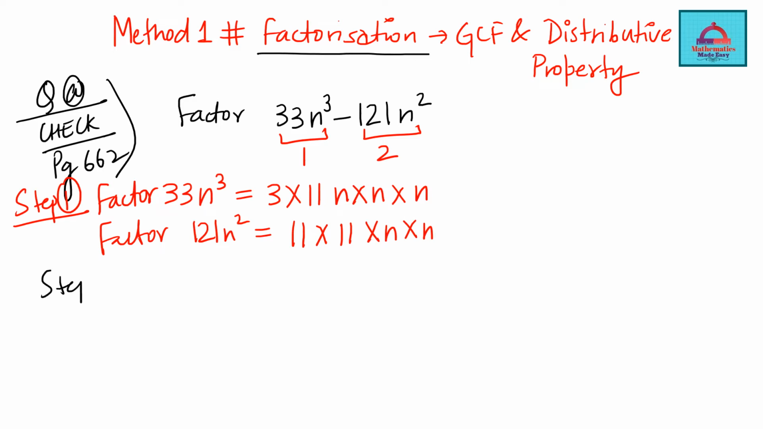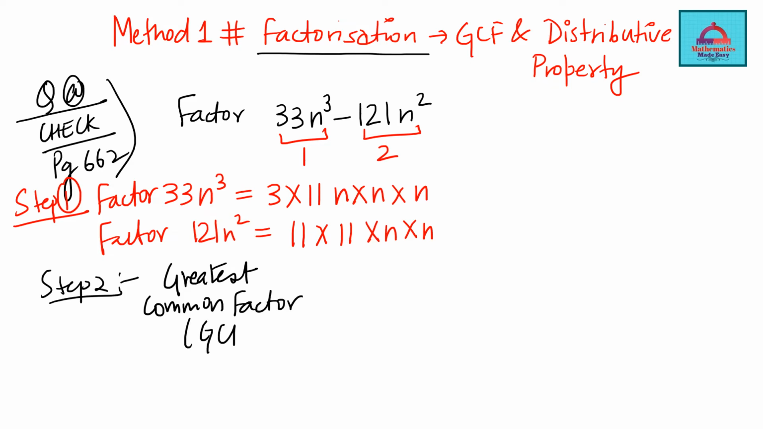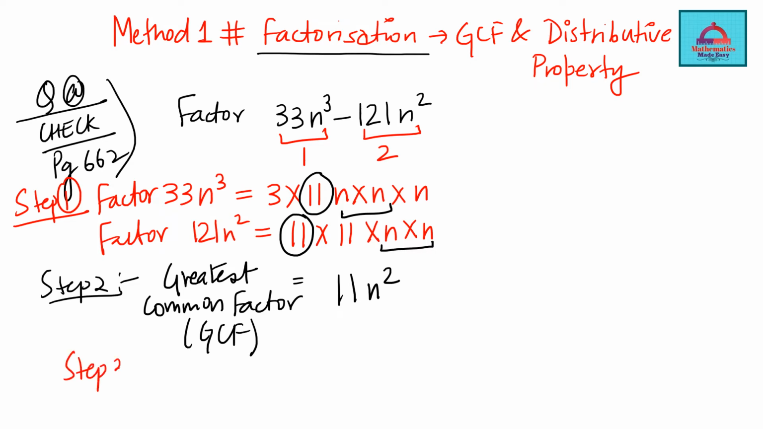Now, in step 2, you are going to take the greatest common factor. What do I mean? You have to take the GCF. So what is common here? Let's see. In the numbers, 11 is common. In the variables, n square is common. So what is the GCF? 11n square.